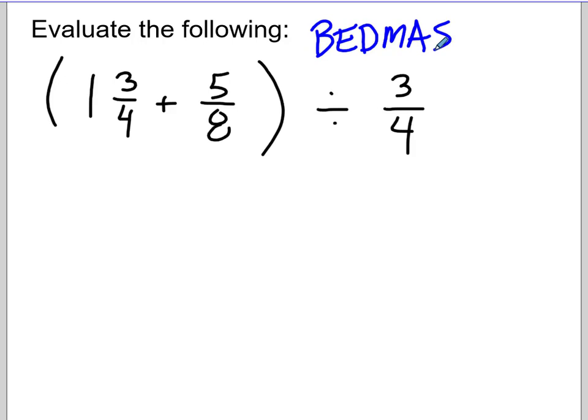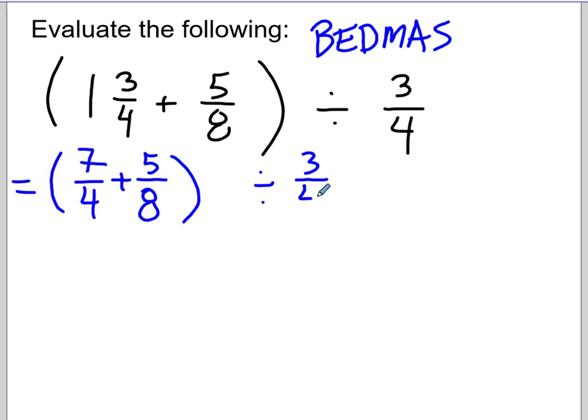So brackets, I definitely have brackets, so I need to deal with the brackets first and then I'll worry about division. Okay, so within the brackets, I'm going to turn this into 7 quarters plus 5 eighths. And I'm going to write the division just off to the side a little bit. I need to have a common denominator here. So in the interest of space on my board, I'm going to just convert this to 14 eighths. Okay, so I scaled up 7 quarters to 14 eighths. And now I can do what's inside that bracket. 14 eighths plus 5 eighths is 19 eighths.